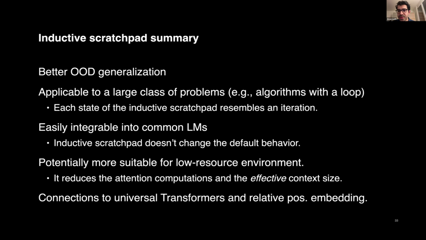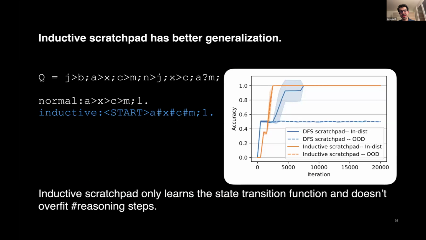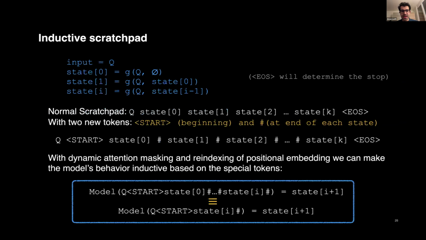So in the inductive Scratchpad idea, right? Yeah. Basically we just make a modification in the Scratchpad itself. It looks very similar to the normal Scratchpad. So basically it's just these new tokens, the start token and this hash token, which we use for the end of each state. Sorry if I wasn't clear before. We have this start token, which we put at the beginning, and we have this hash token, which is the state token, which we put after each state.